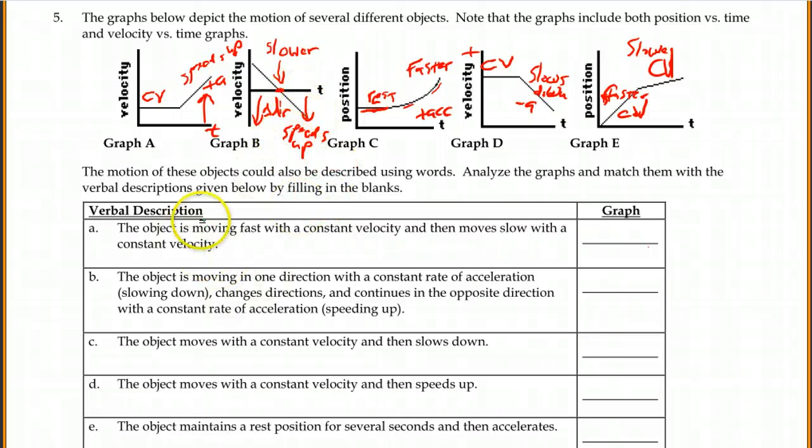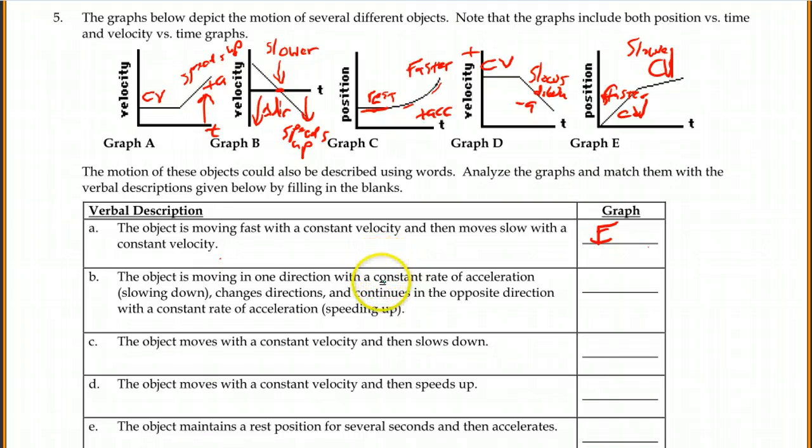The object is moving fast with a constant velocity, and then slows down with a constant velocity. It moves slow with a constant velocity. So we need 2 different constant velocities. The first one faster, the second one slower. 2 CVs, 2 constant velocities. The first one faster, the second one slower. Looks like graph E should cover that.